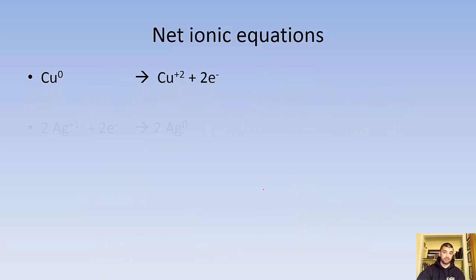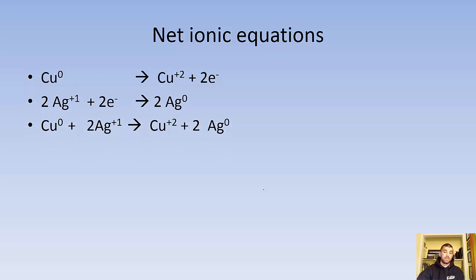So here's our oxidation half reaction. Here's 2 of our reduction half reactions. If we were to combine those, let me draw a little math thing. Remember, the arrow is like an equal sign. I have 2 electrons on the left and 2 electrons on the right, so they're going to cancel each other out. Add up what's left, and it's just 1 Cu 0 plus 2 Ag plus 1s becomes a Cu plus 2 ion and 2 Ag zeros. So that's all we're doing.